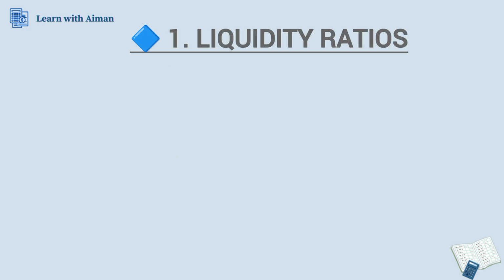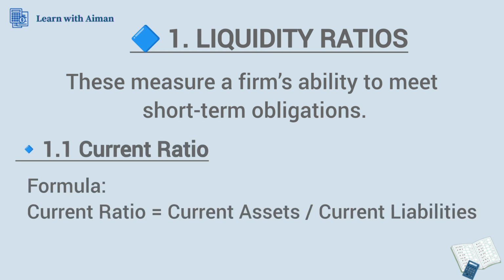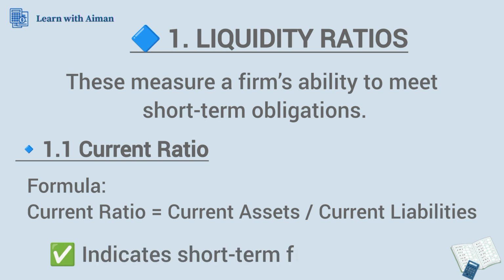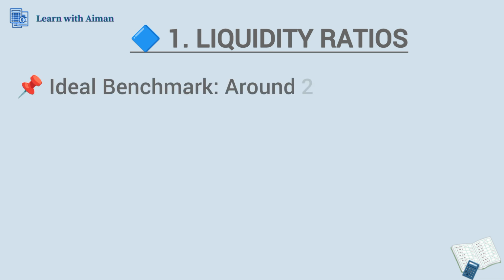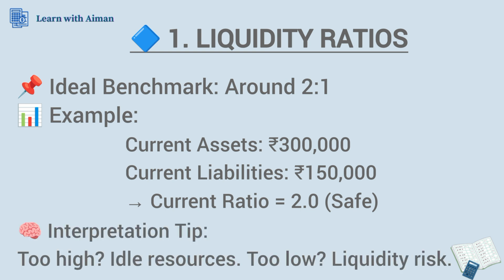First of all, we have liquidity ratios. These measure a firm's ability to meet short-term obligations. Like the current ratio. The current ratio formula is current assets over current liabilities. It indicates short-term financial stability. The ideal benchmark is around 2:1. So we have an example. Let's suppose we have current assets of 300,000 and current liabilities of 150,000. So we have a current ratio of 2.0. If it's too high, we have idle resources, and if it's too low, then we have liquidity risk.